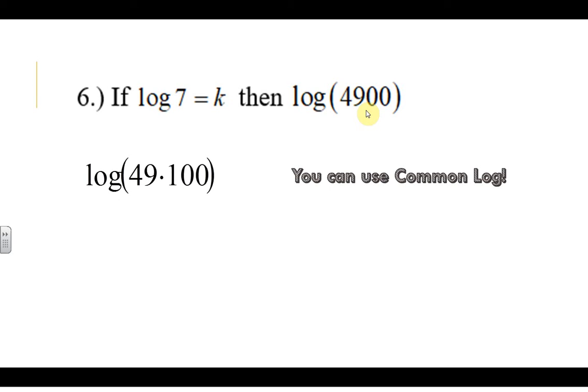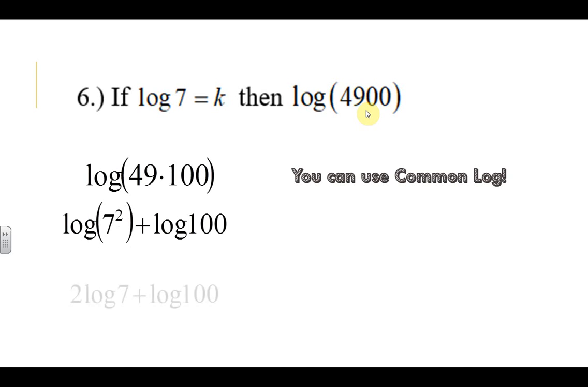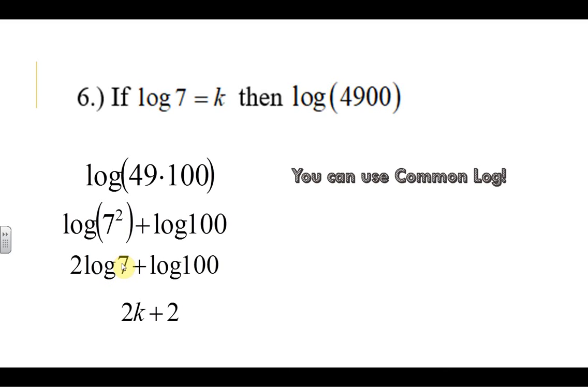You would do 49 times 100. You would get 4,900. You can rewrite that. The 2 pops out front. And then we know that the log of 7 is equivalent to k, so that's going to turn into k. But what's the log of 100? What 10 to what power is 100? 2.